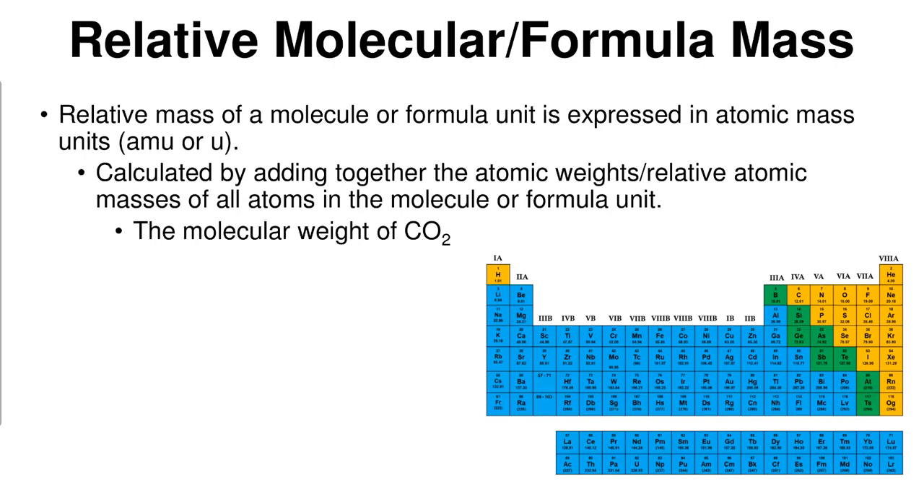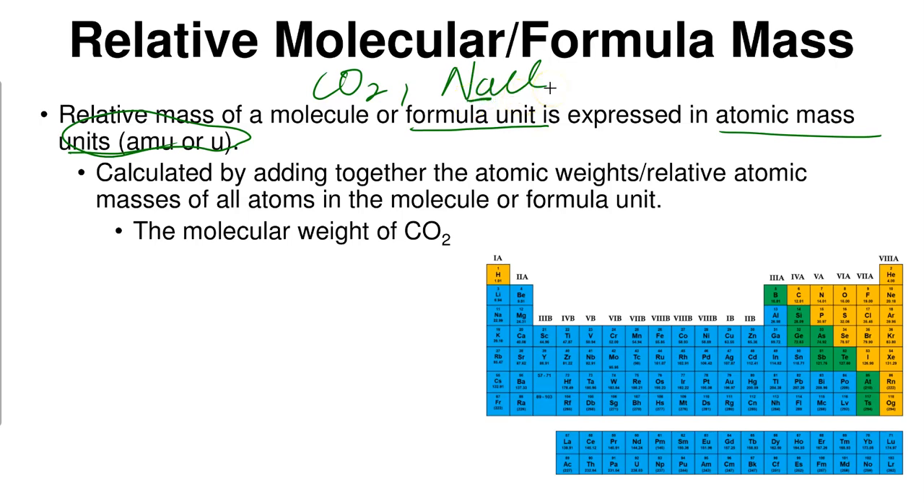Let's now talk about the relative molecular or formula mass. So the relative mass of a molecule, or what we call the formula unit, is expressed in atomic mass unit. Of course, in this case, we talked about individual elements, but you know that a molecule or a formula unit is made of more than one element. Example, if you have CO2, this is carbon dioxide, or if you have sodium chloride. Sodium chloride is the formula unit because it's an ionic compound. It's made up of sodium and chlorine.